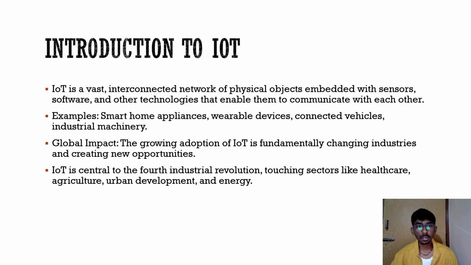Introduction to IoT. IoT is a vast interconnected network of physical objects embedded with sensors, software, and other technologies that enable them to communicate with each other. So IoT is made up of three main things: the sensors, software, and the internet so that they connect to the network. Examples: smart home appliances like a washing machine which we can control through a mobile app, and wearable devices such as smartwatches which have a heart rate sensor and all. Connected vehicles: nowadays we can connect our car to our phone and control its features like closing the windows or playing a song in it, etc.